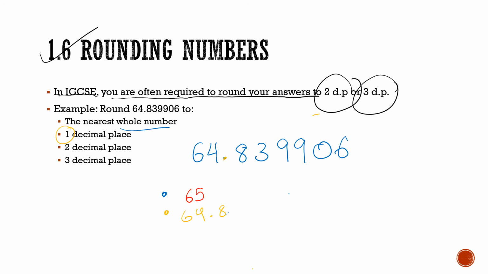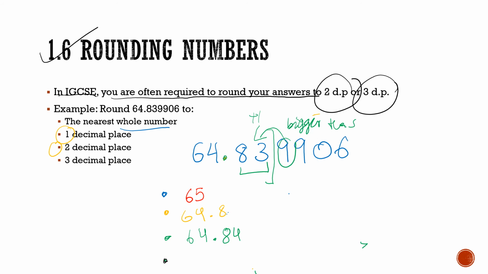Then let's look at two decimal places. Okay, so 64 whole number. Oops, let me just delete that. At 2 decimal places, you look at the next number. It's bigger than 5, so you round up. Round up means to add 1, so we get 64.84.